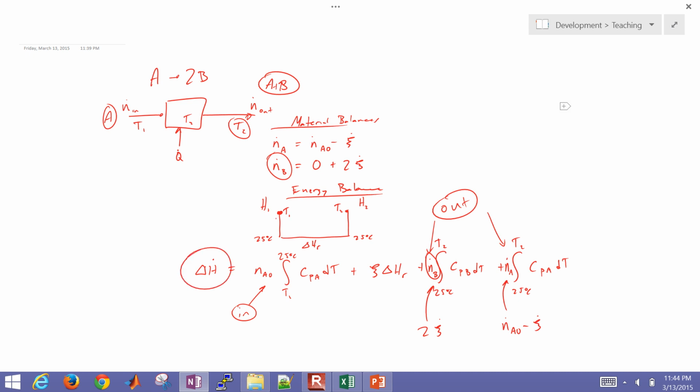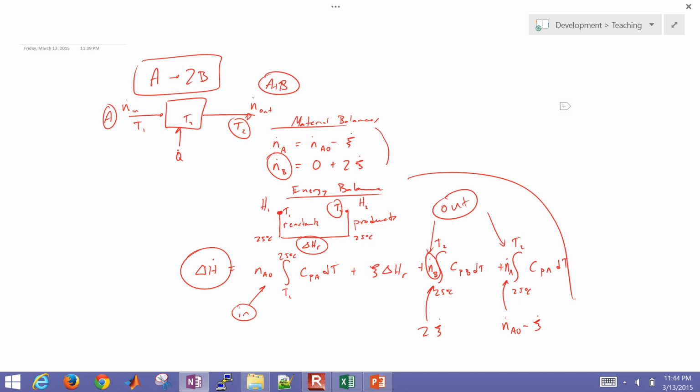But just remember, you have to take your reactants, in this case, down to 25 degrees. You have the heat of reaction, and then your products, then you have to take them back up to the final temperature. So this is just an example, purely fictitious. A goes to 2B, but you can see how to do that with extent of reaction for material balances, and then create your energy balance as well.